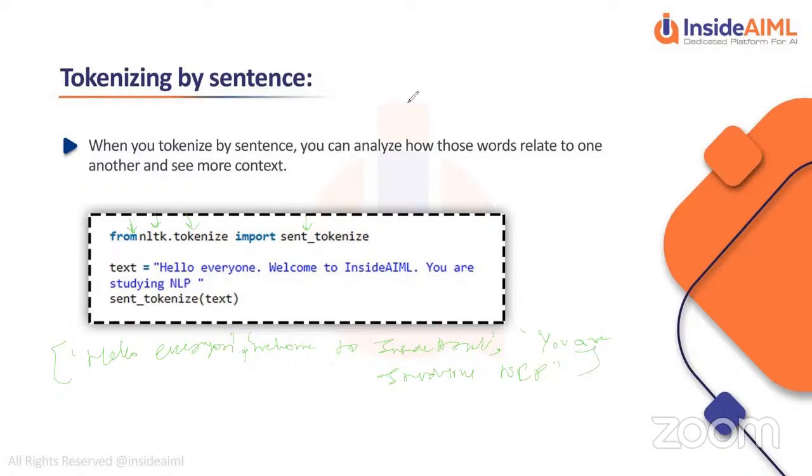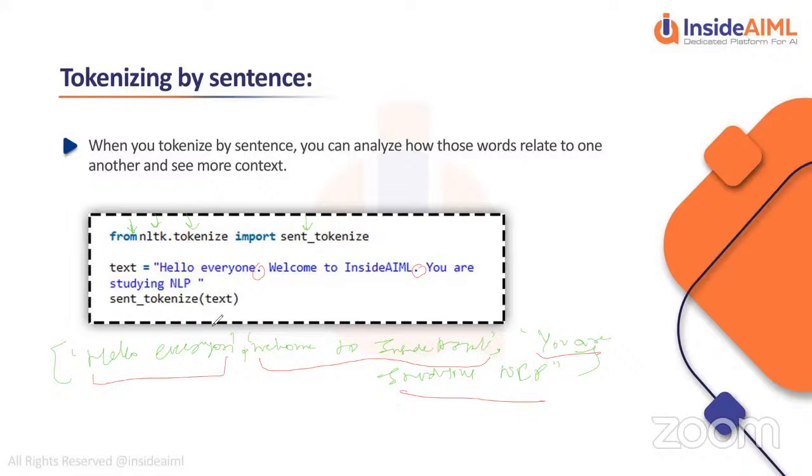The first sentence is hello everyone. The second sentence will be welcome to InsideAIML. And the third sentence will be you are studying NLP. And how does it define where the sentence ends and where the sentence begins? It decides by the punctuation, by this it decides where to start and where to stop.